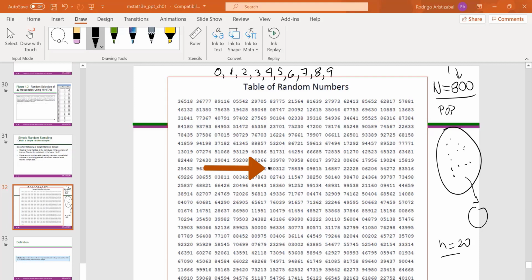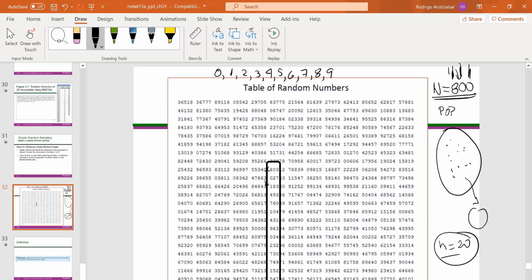Then from this point, we can take any direction: down, up, to the right, to the left, diagonal, in any direction. We can select 20 observations. Suppose that we are going to select this direction, down. Because the population has only 800 items, we need only 3 columns: column 1, column 2, and column 3. If the population had only 80 items, then we would need only 2 columns.